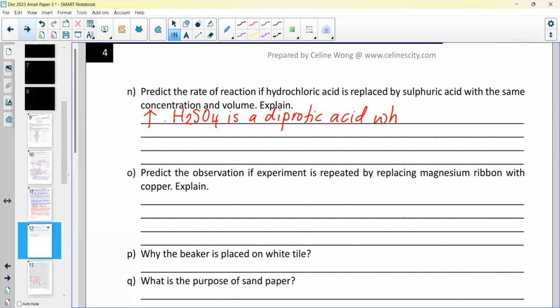Okay, which explain what is diprotic acid. Come on, Jaden. Which word? Produces what? Produces 2 hydrogen ions. It should be 2 mole of hydrogen ion for every mole of acid that dissociate in water.